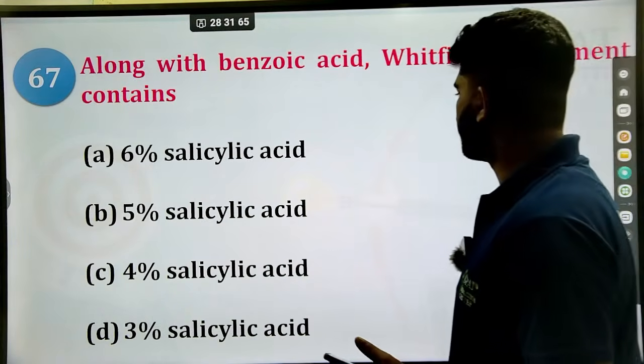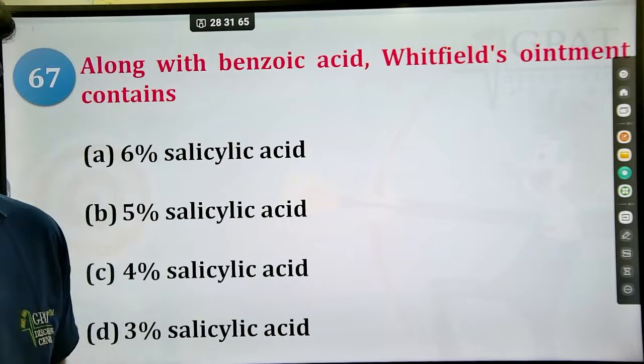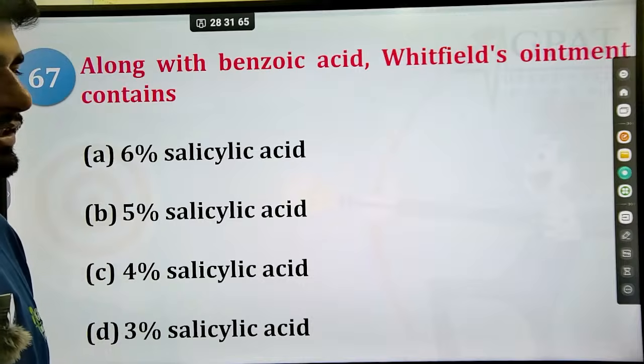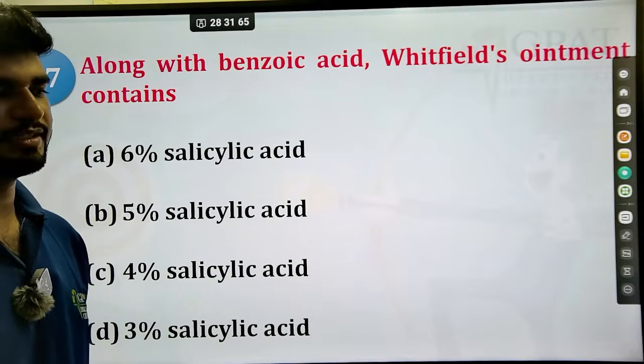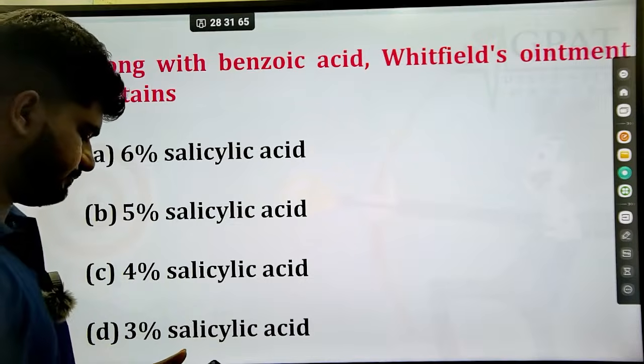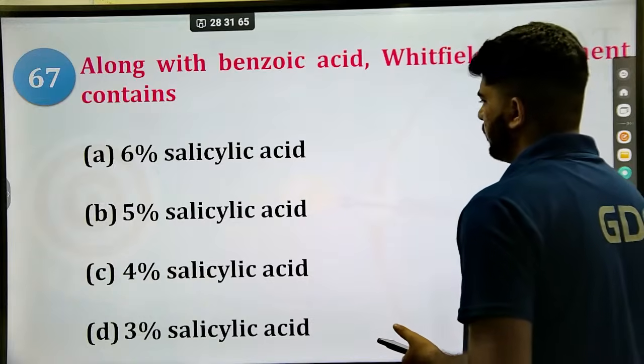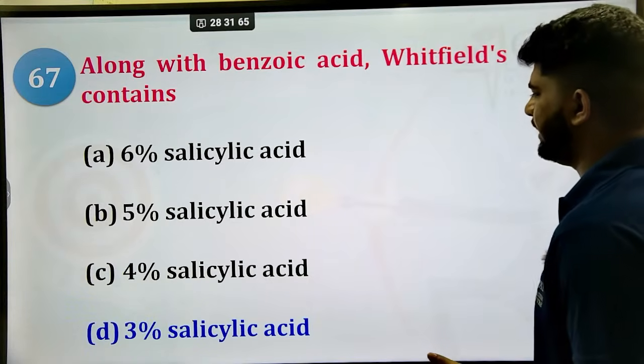Along with benzoic acid, Whitfield ointment contains what? Whitfield ointment contains 6% salicylic acid, 5% salicylic acid, 4%, or 3%? Yeah, along with benzoic acid, Whitfield ointment contains 3% salicylic acid.